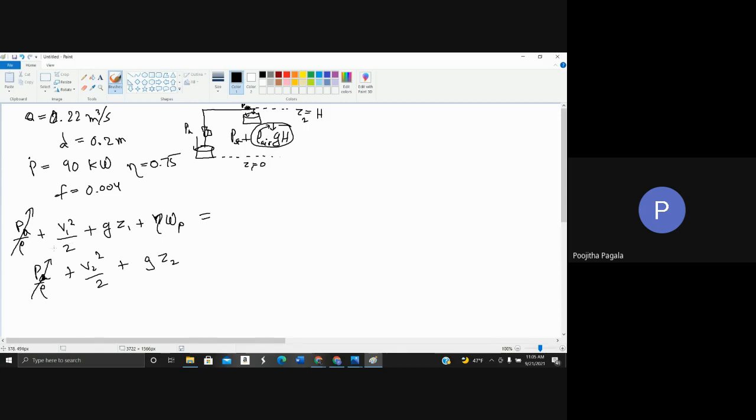And then you have V1 square and V2 square. Similar to the previous problem, if you're using a pipe having the same diameter throughout, by the continuity equation for incompressible flow, V1A1 should be equal to V2A2. Which means A1 and A2 are same, so V1 and V2 should be same. These two terms are going to get cancelled.